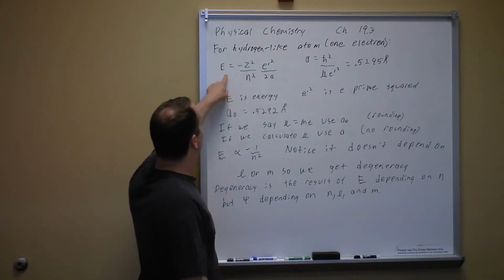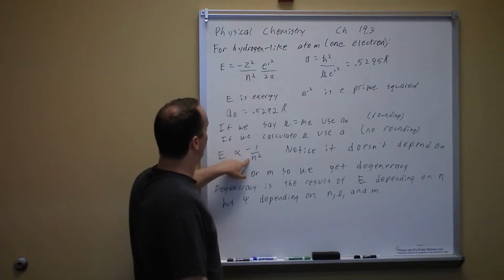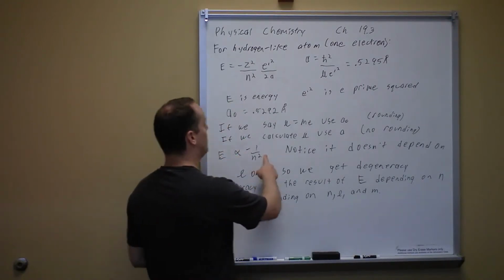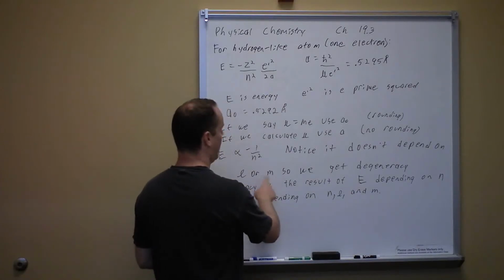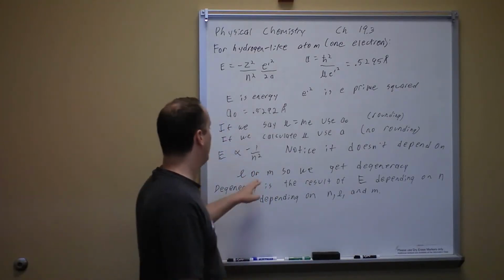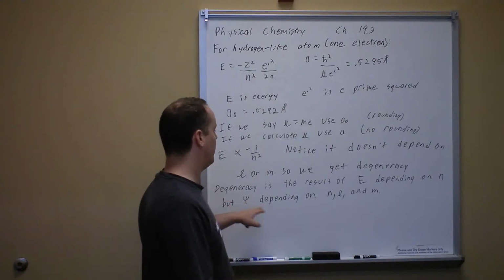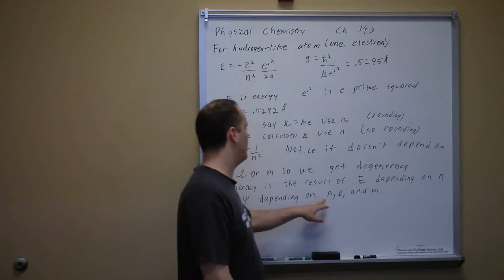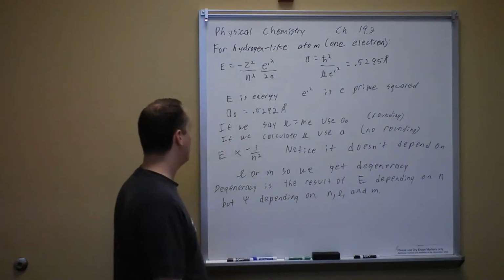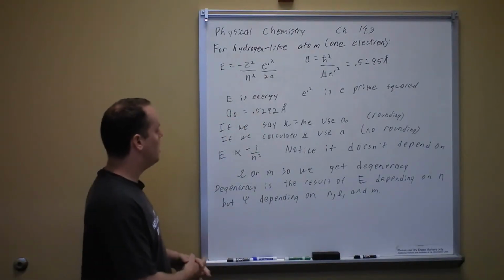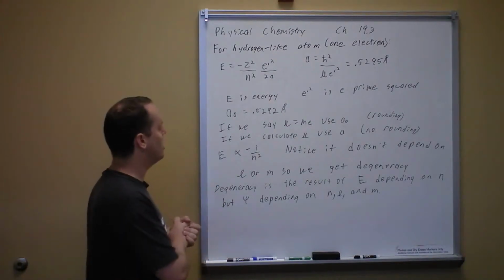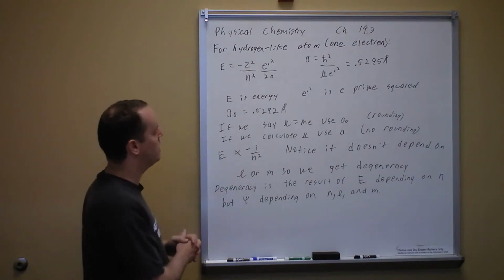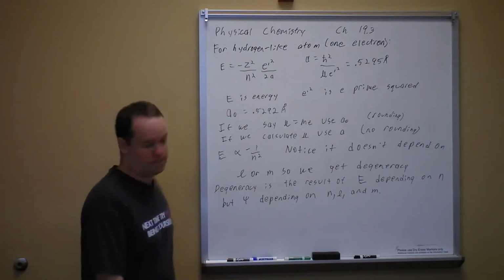So you'll notice then, the energy is proportional to minus 1 over n squared. So it doesn't depend on the other 2 quantum numbers, l or m, just n. So we get degeneracy. Degeneracy is the result: energy depends only on n, but the actual psi function depends on n, l, and m. So what that tells you is basically the energy of the electron depends on your radius, the distance from the nucleus, not on the angle.